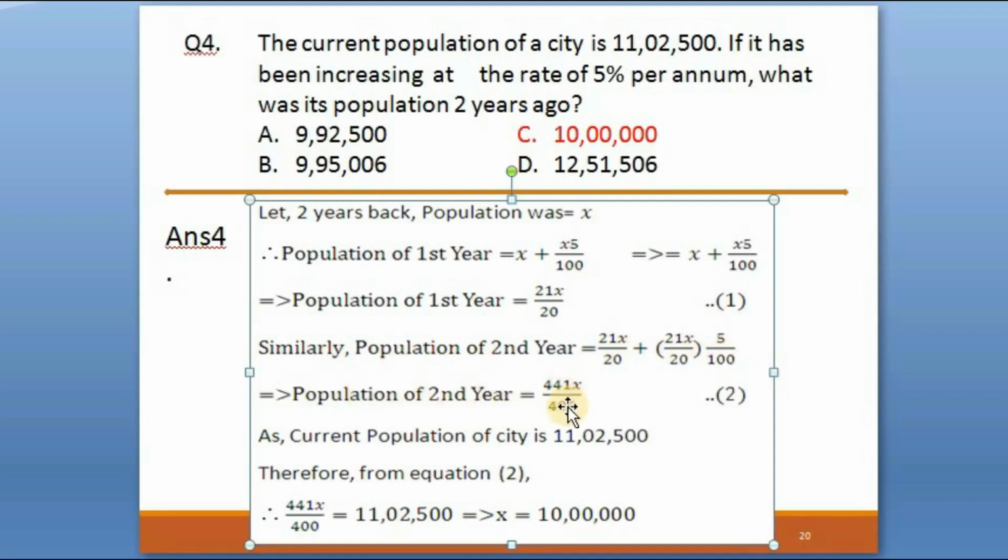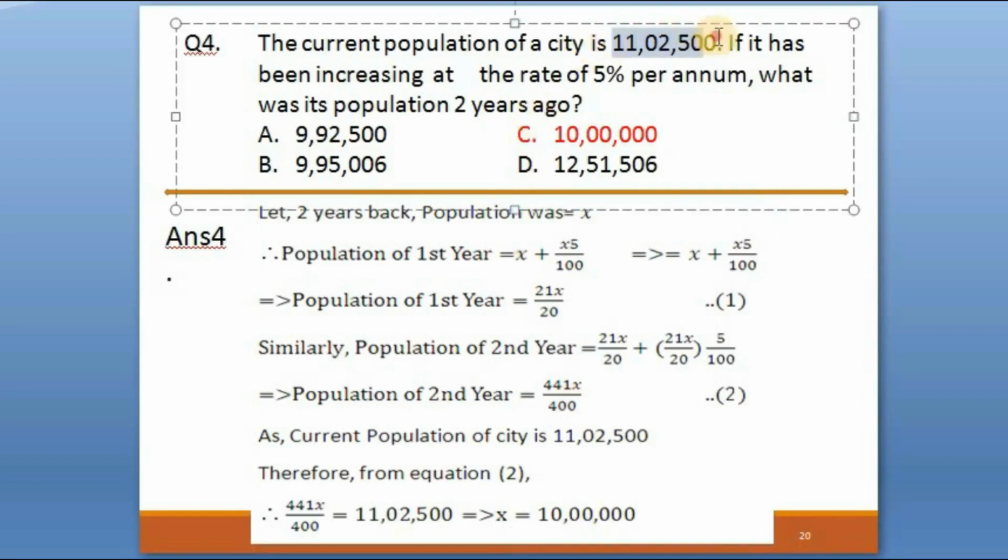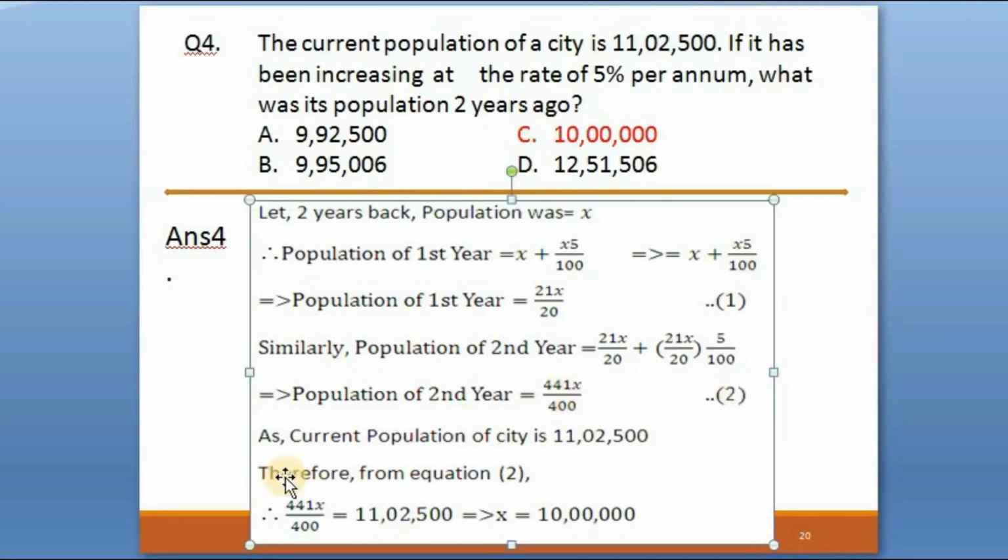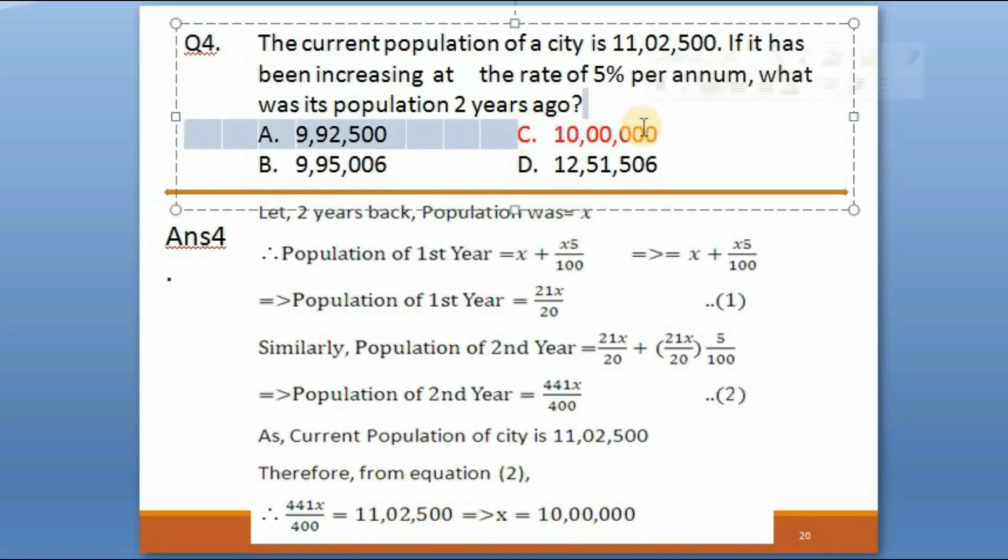Now as per the given condition, the current population is 11 lakhs 2500. So we will equate this with the second equation. So 441x divided by 400 is equal to 11 lakhs 2500. From this equation, by simplification, we will get the value of x as 10 lakhs. So 10 lakhs was the population 2 years back. So out of the options, C is the right answer, right? Now let's move to the next question.